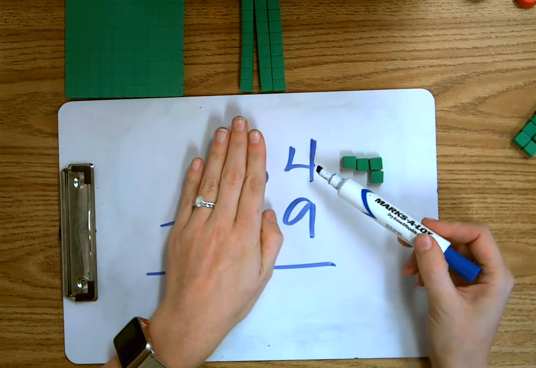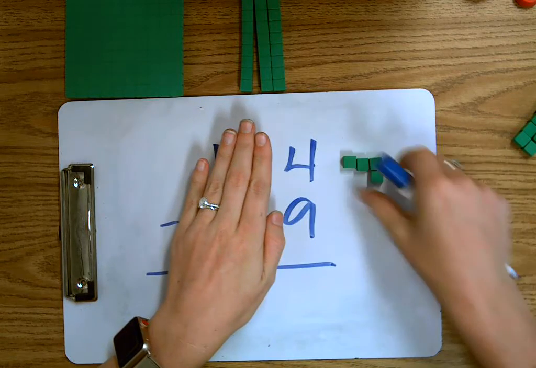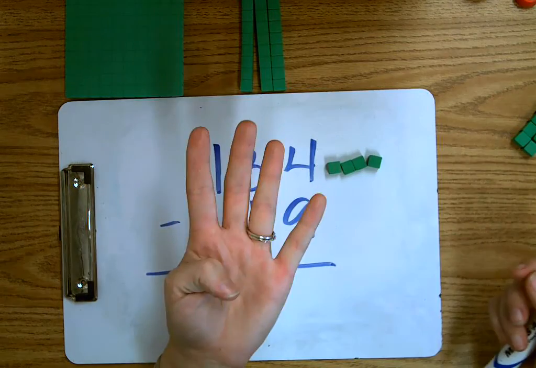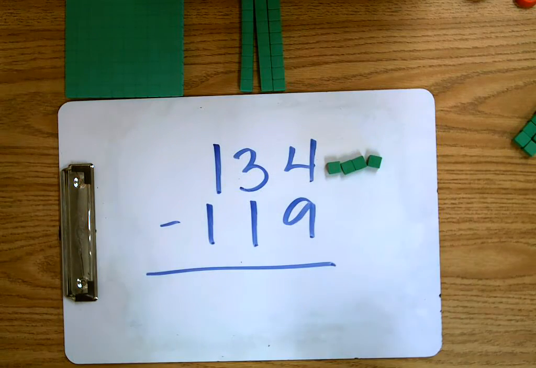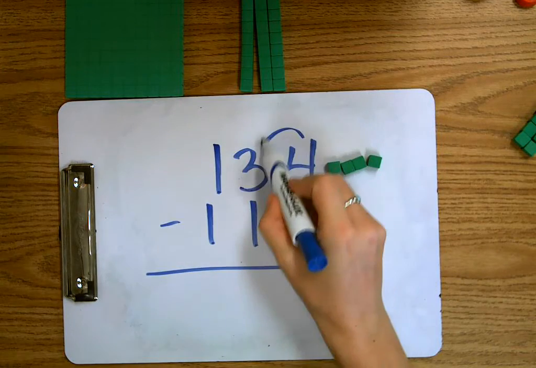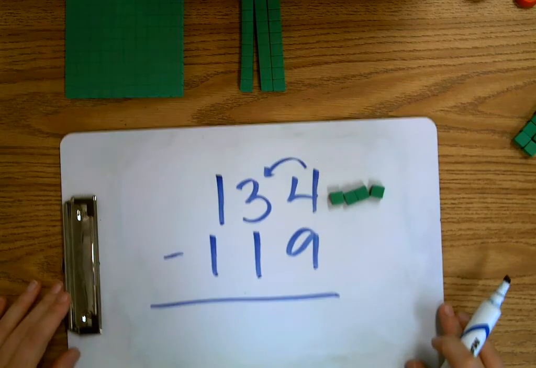If the number on top is smaller than the number on the bottom, you have a problem. I cannot just have 4, like 4 fingers or 4 blocks, and I cannot take away 9 of them. So we have to do something called borrowing. What borrowing is, you go next door and you borrow one, just like what it sounds like if you borrowed something from a friend or a neighbor.